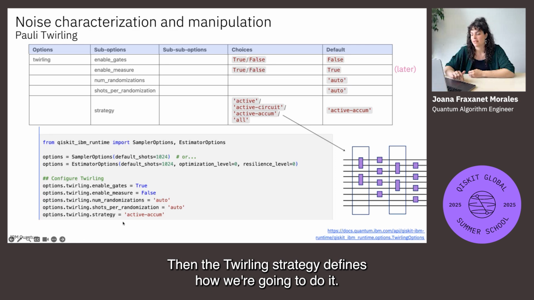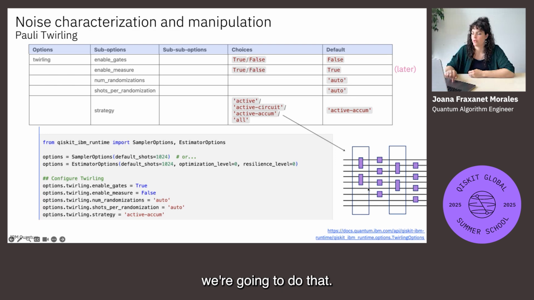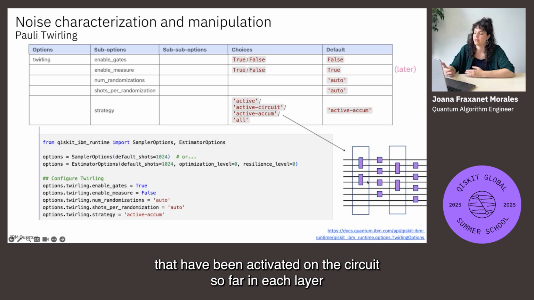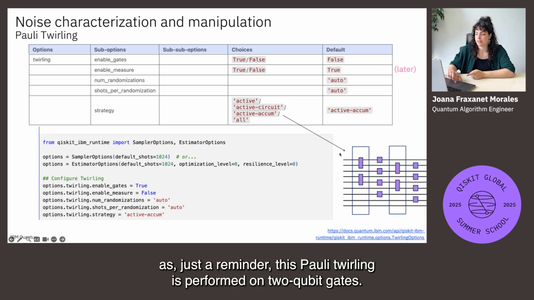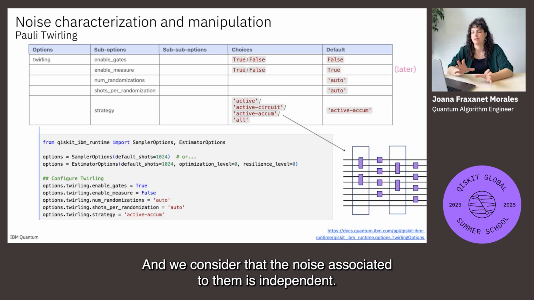Then the twirling strategy defines how we're going to twirl, like which 2-qubit gates we're going to twirl and on which qubits we're going to do that. And active accumulated is just that we're going to do Pauli twirling on the qubits that have been activated on the circuit so far in each layer. As just a reminder, this Pauli twirling is performed on 2-qubit gates, so the layers of single qubit gates in between are left alone, and we consider that the noise associated to them is independent.